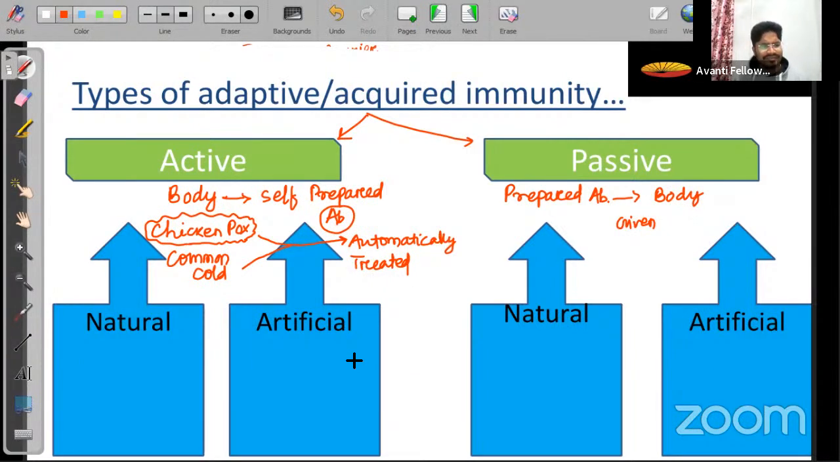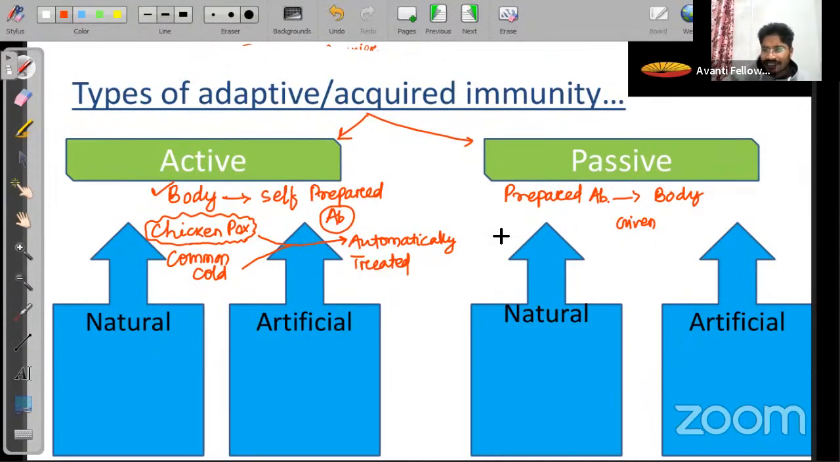Great. In this case, our body is developing some immunity and that immunity is helping us to get rid of this particular disease. So the body is preparing antibody against the disease, that is active immunity.